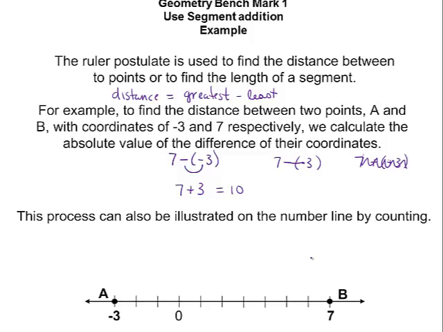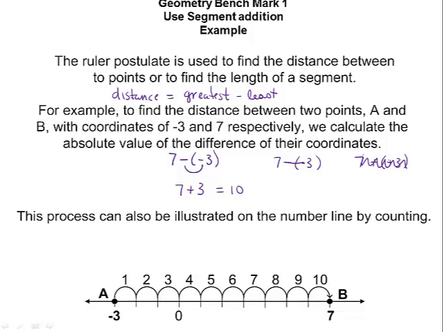We can use a number line to show this if you want. You can go, okay, I want to know the distance between -3 and 7, and I count 10 spaces. Okay, so if you want to use a number line, you can. Same thing. Any questions on that?